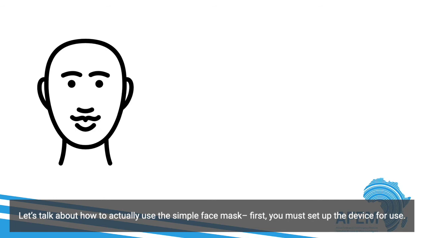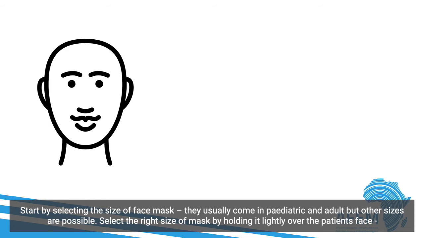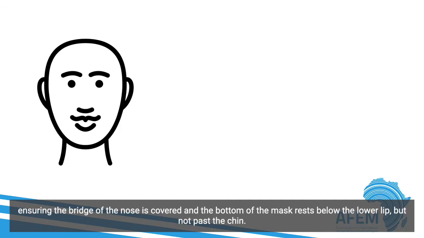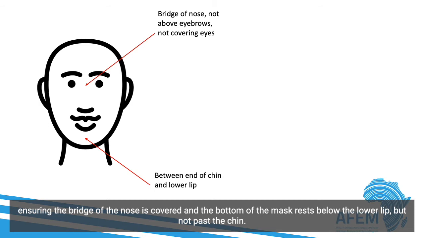Let's talk about how to actually use the simple face mask. First, you must set up the device for use. Start by selecting the size of the face mask. They usually come in pediatric and adult, but other sizes are possible as well. Select the right size of mask by holding it lightly over the face, ensuring the bridge of the nose is covered and that the bottom of the mask rests below the lower lip but not past the chin.